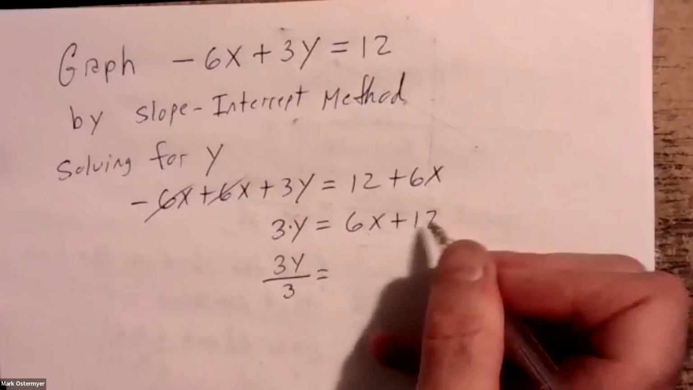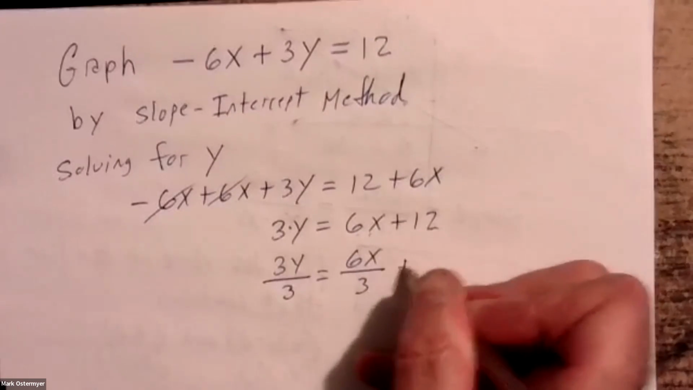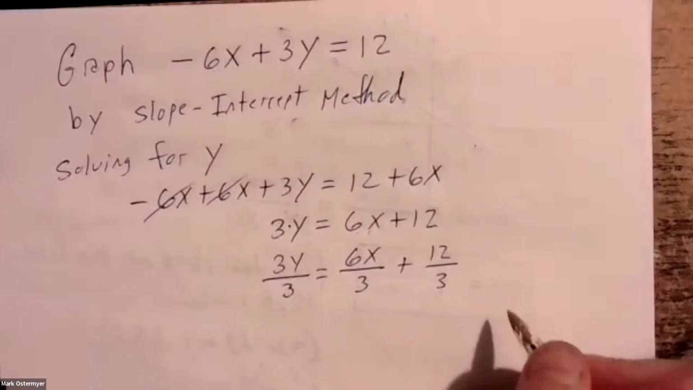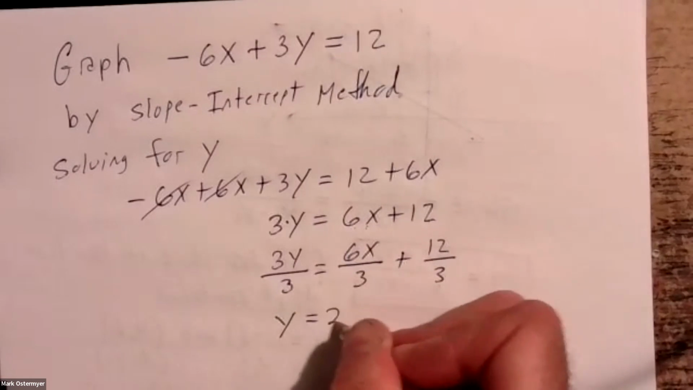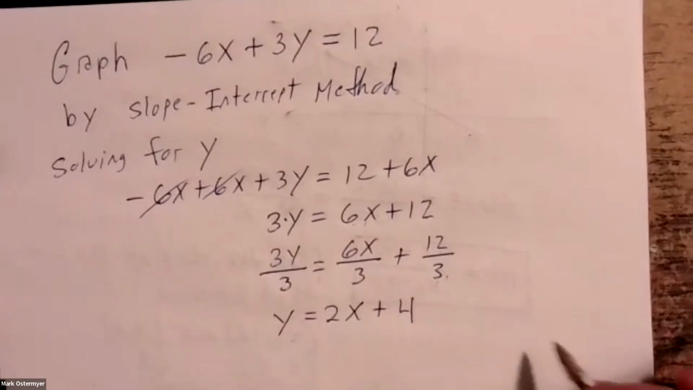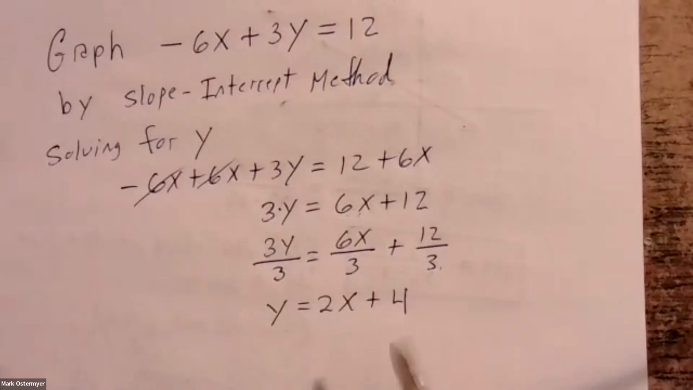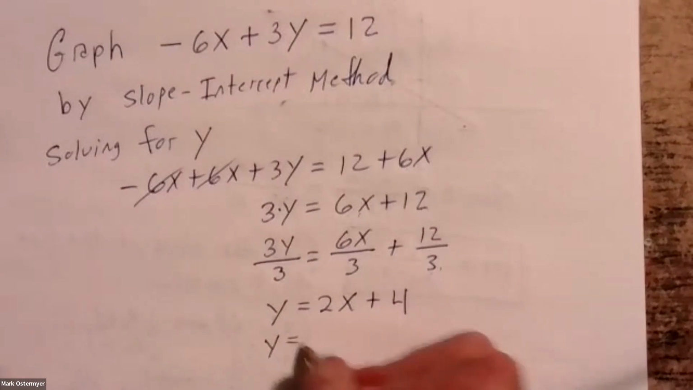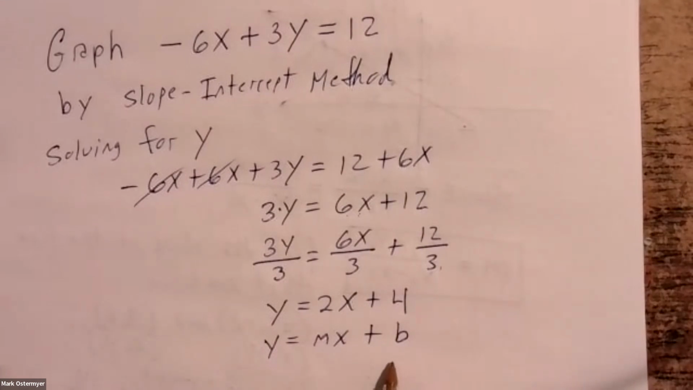Which means I have to divide both terms on the right side by 3, meaning this gets divided by 3 and this gets divided by 3. Therefore, y equals 2x, and 12 divided by 3 reduces down to 4. Well, ladies and gentlemen, I now have gotten my equation from standard form into a very special form called what? That's called slope-intercept form. Do you agree?